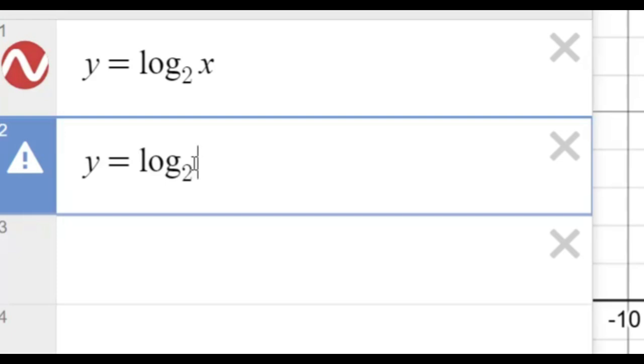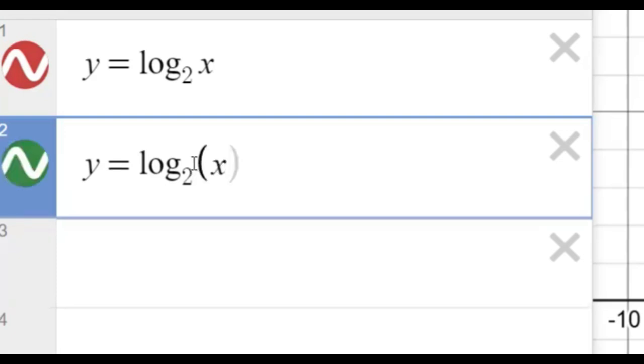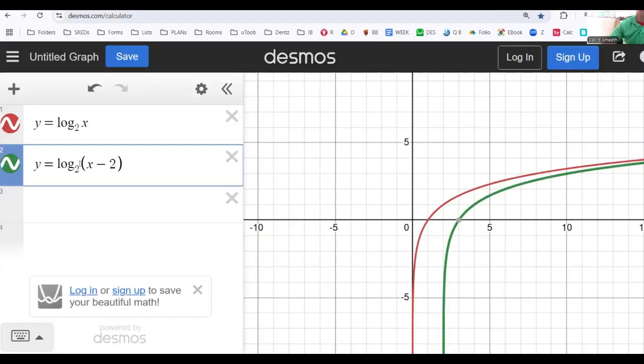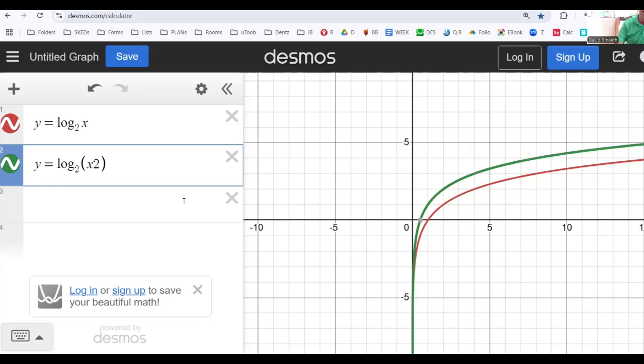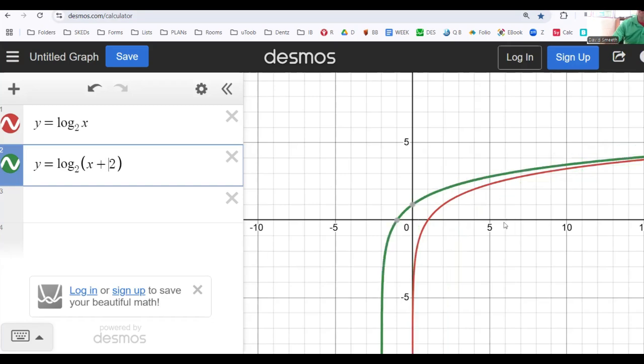But now what we're going to do is a parentheses, and we're going to do an x minus 2 plug. You can see what we've done is we've just shifted that log 2 to the right. And now our intercept is 3, 0, which totally makes sense. The other intercept was 1, 0. Now let's just try this the other way. Let's do +2. And you can see, again, we shifted it, but this time to the left in the negative direction with our +2 inside the parentheses.